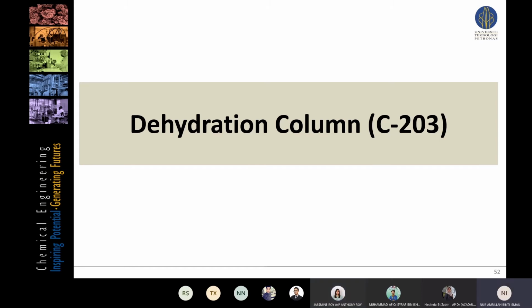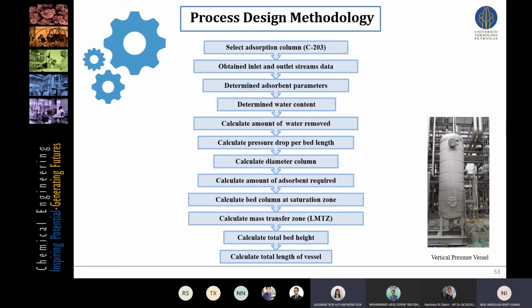Okay, for individual equipment, I have designed the dehydration column C203. So this dehydration column utilizes the adsorption process by using molecular sieve. For the process design methodology, it started with the selection of the adsorption column in terms of process operation, obtaining inlet and outlet stream data together with parameters of the adsorbent.